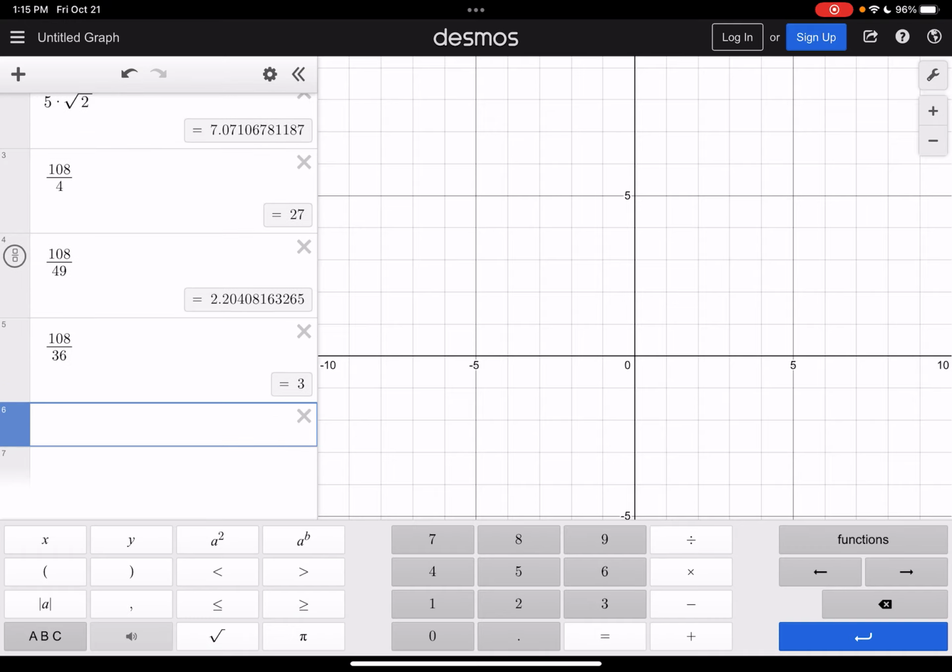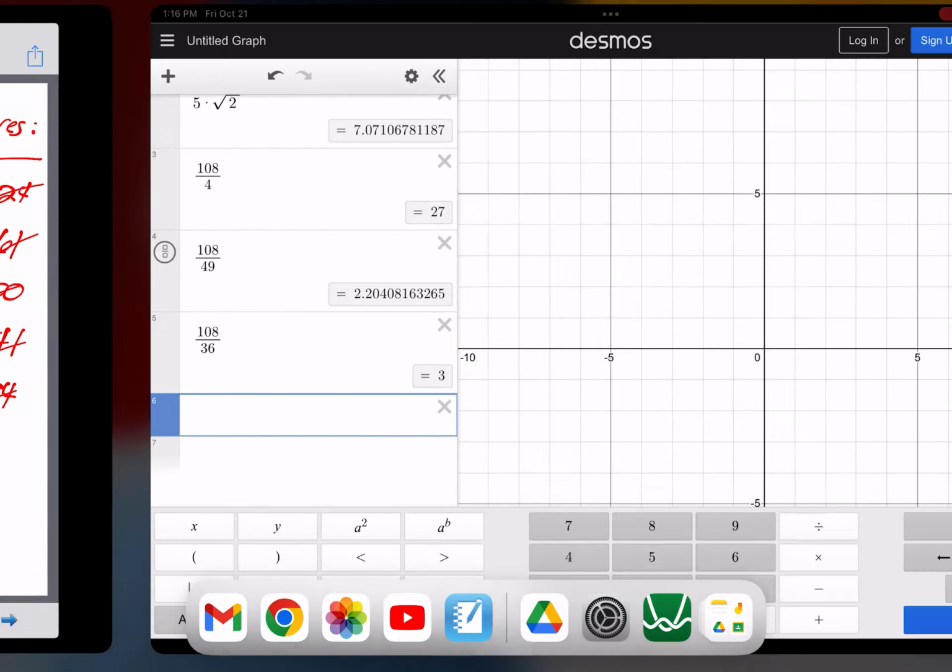108 is a big number. It's not one that was in your multiplication table back in 3rd or 4th grade when you learned it. So I wouldn't be surprised if anybody at this level didn't realize that 36 goes evenly into 108, but this is how we test it. This is how we find that biggest perfect square. So right here on line 5 of my calculator, I have learned something I didn't know. 108 divided by 36 is 3.